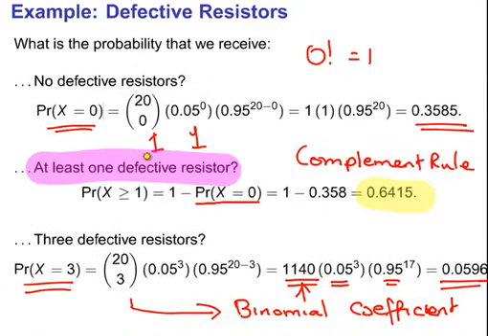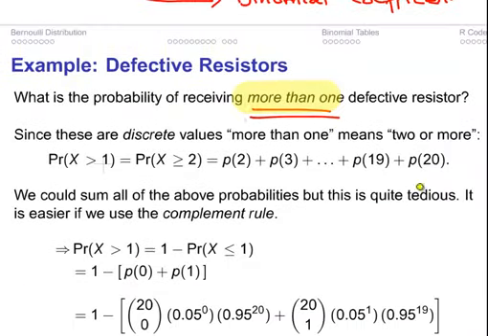This is different from "at least 1," which is what I had a look at here. Okay, so I'll just highlight this again. At least 1. Okay, defective resistor, more than 1. Two different questions essentially. So the probability of X greater than 1 can be rewritten as the probability of X greater than or equal to 2.